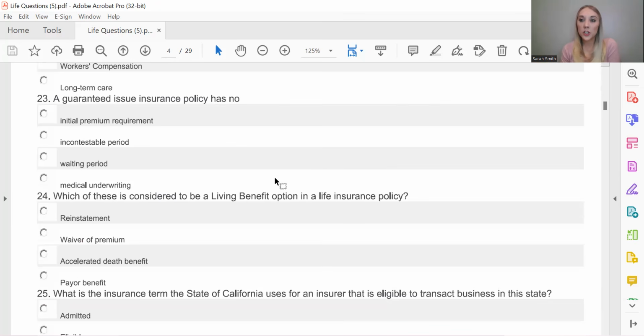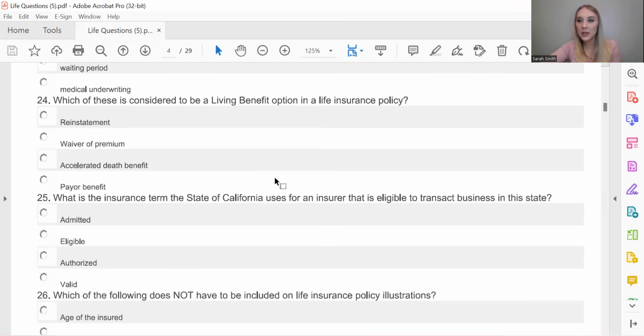A guaranteed issue insurance policy has no what? Medical underwriting. There's no need to medically underwrite you and make you go through labs if it's guaranteed issue, right? It would be too many steps, no reason.